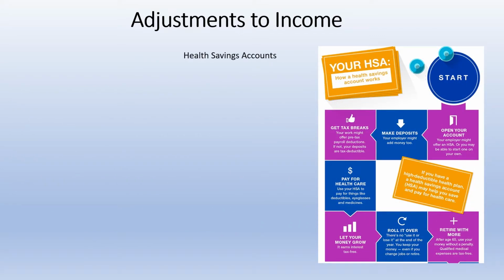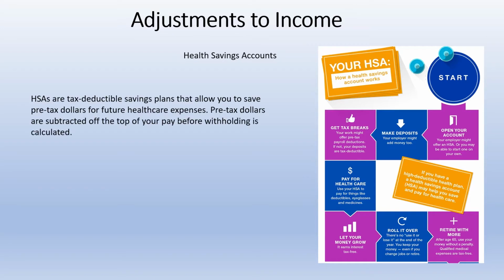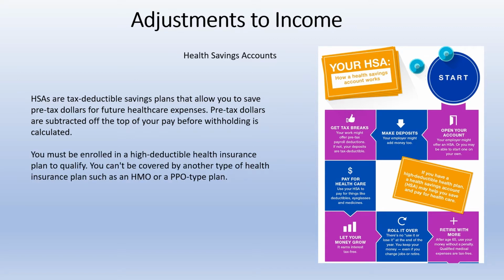Health savings account deduction. HSAs are tax-deductible savings plans that allow you to save pre-tax dollars for future health care expenses. Pre-tax dollars are subtracted off the top of your pay before withholding is calculated. You must be enrolled in a high-deductible health insurance plan to qualify. You can't be covered by another type of health insurance plan, such as an HMO or a PPO type plan.